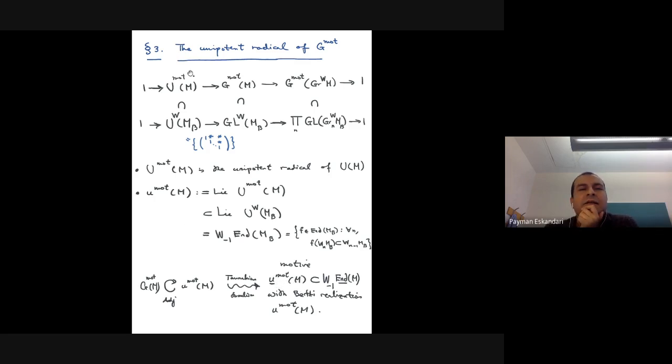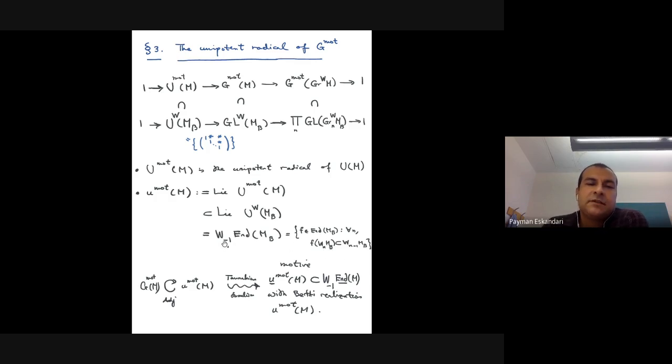But now, because of this inclusion here, the Lie algebra of this is contained in the Lie algebra of this, which is strictly upper triangular matrices. You can think of it as that. More conceptually, it is the space of endomorphisms of M, linear maps which drop the weight filtration. So they send W_n of M to W_{n-1} of M. That's of course stronger than just respecting the weight filtration.